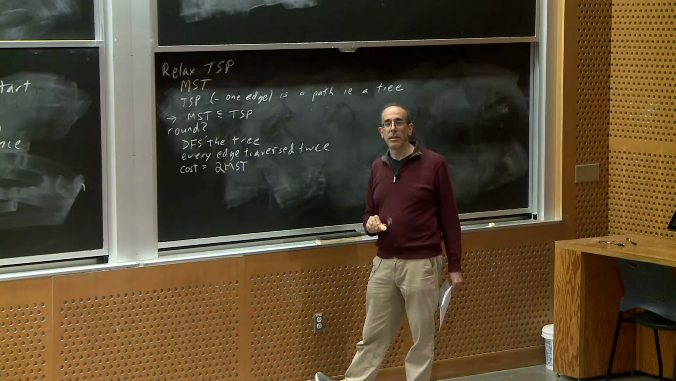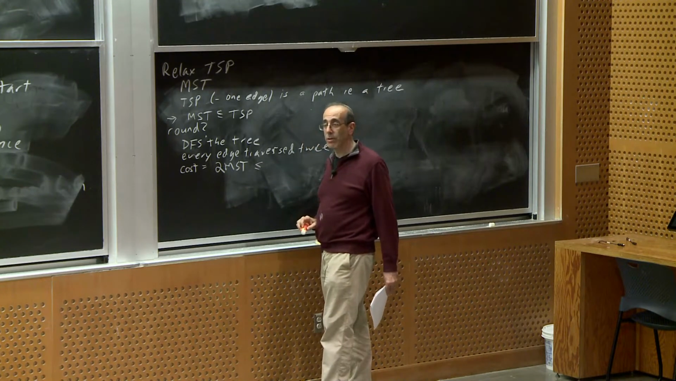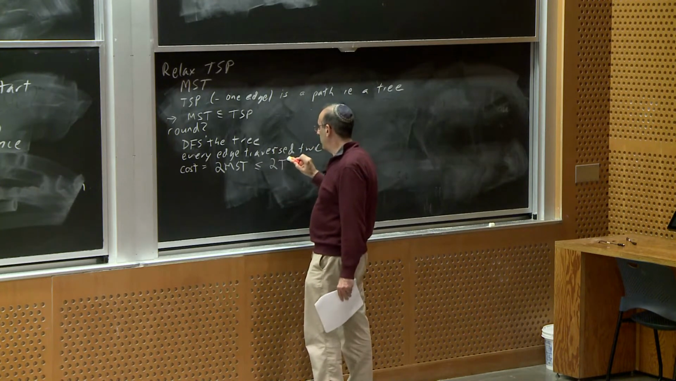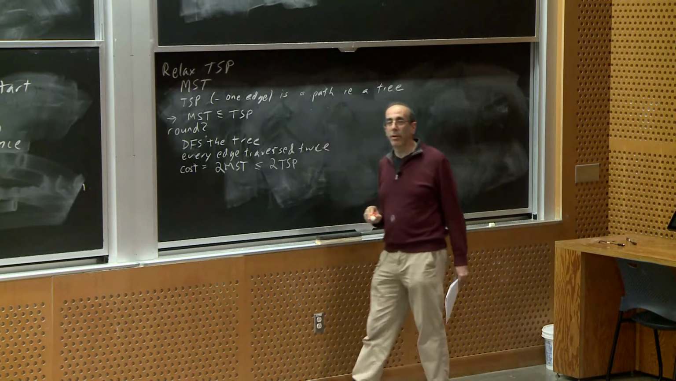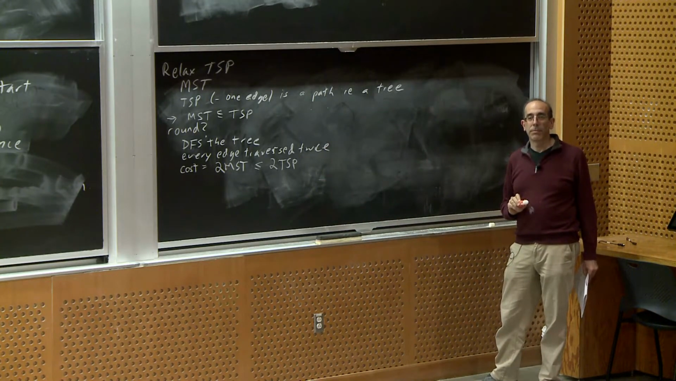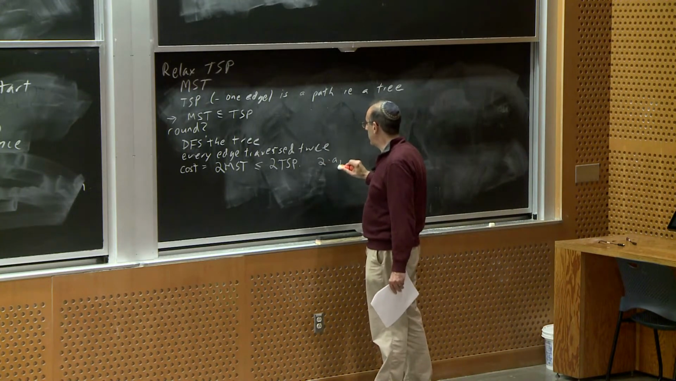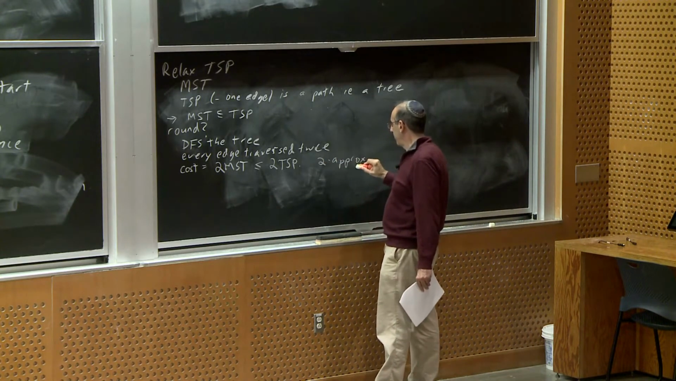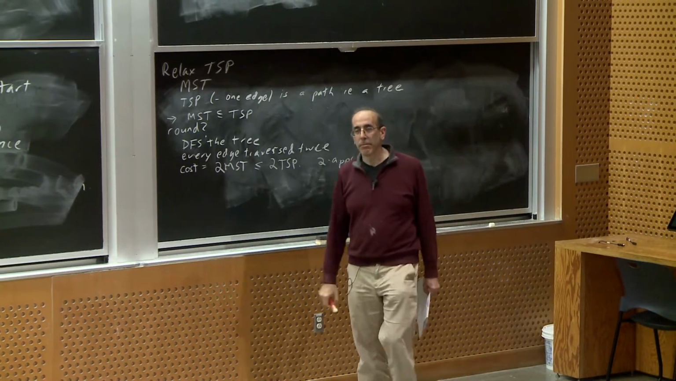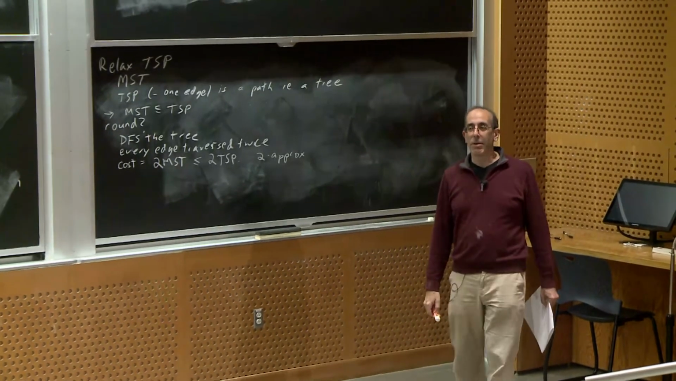But we already argued that the minimum spanning tree is a relaxation of the traveling salesman problem, so the cost of this tour is at most twice the cost of the optimum traveling salesman tour. In other words, this very simple algorithm is a two approximation. Any questions?